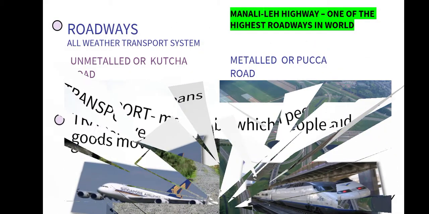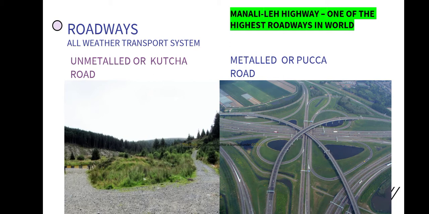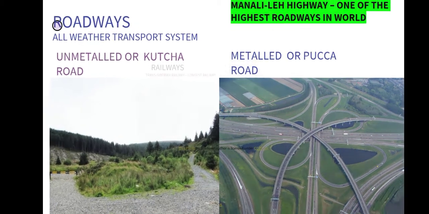Roadways. It is the most commonly used means of transport, especially for short distances. Roads are of two types. Unmetalled roads are known as Kacha road, metalled roads are known as Pakka road. Roads can be built in all types of terrains like desert, forest, and even high mountains, etc. Manali-Leh Highway in the Himalayas region is one of the highest roadways in the world. Subways, underground roads, and raised structures like flyovers are two other types of roads.